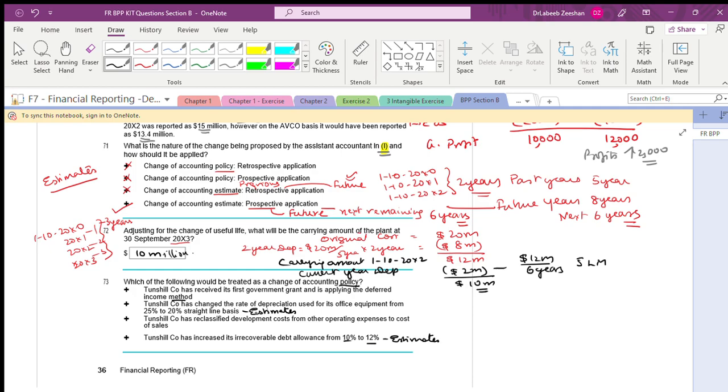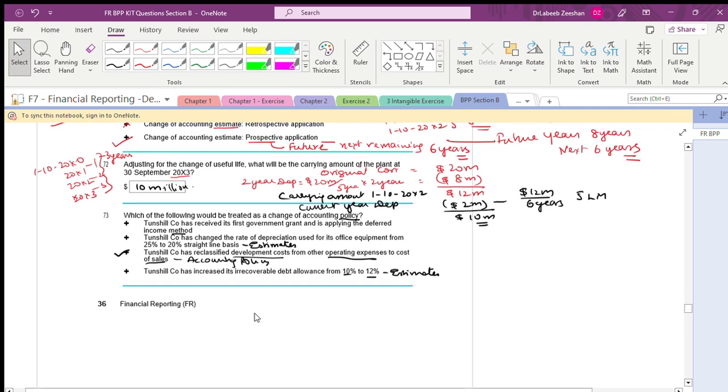BTunshill has reclassified development cost from other expenses to cost of sales. When you are reclassifying, you are changing the policy. This is related to accounting policy. We are making a recalculation. If it is related to numbers, it is an estimate, either in terms of percentage or years. The answer is: BTunshill has reclassified development cost from operating expenses to cost of sales.